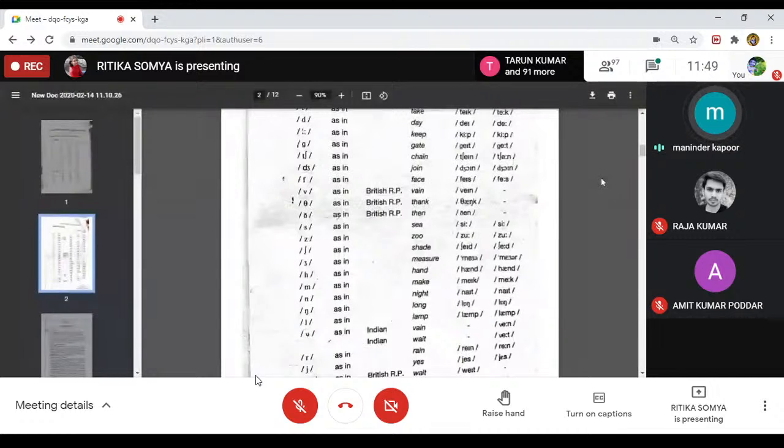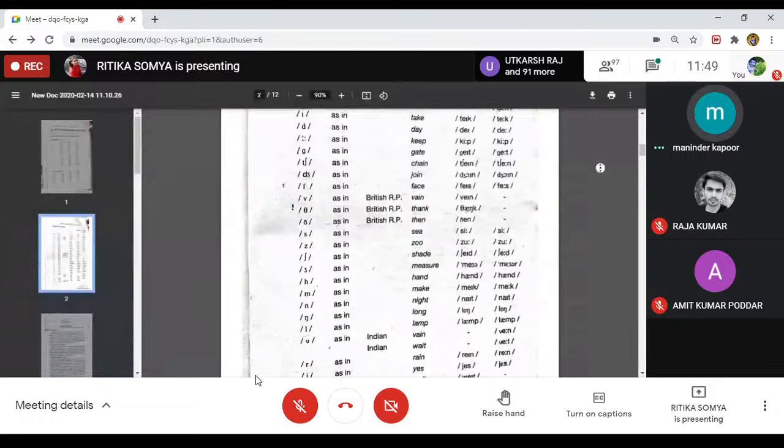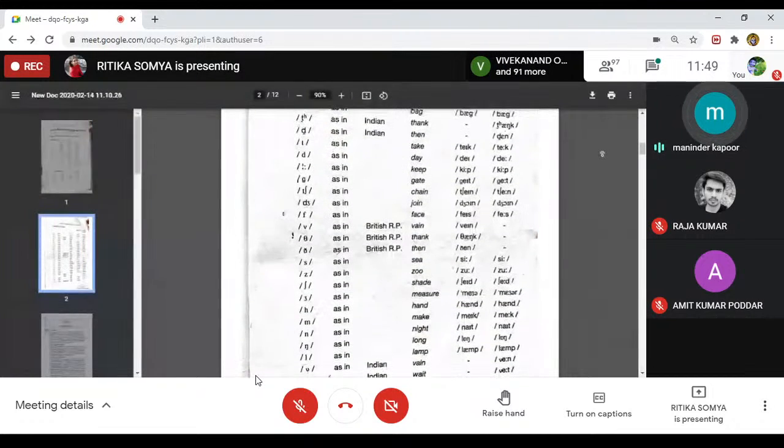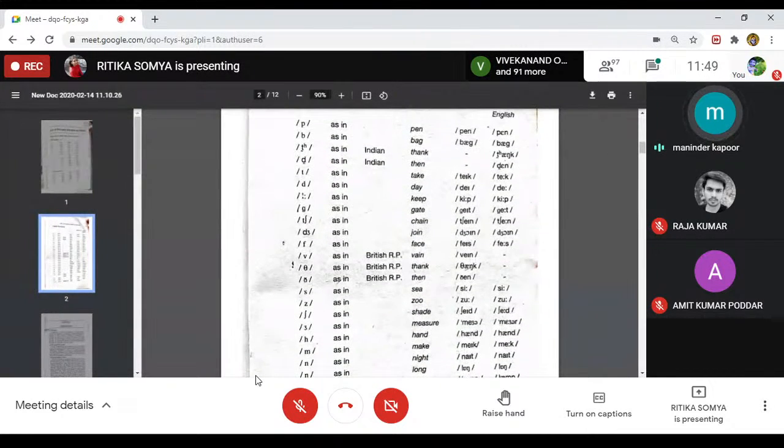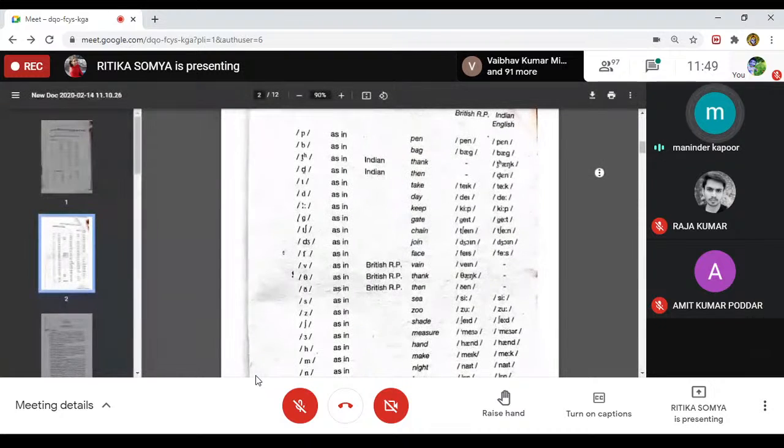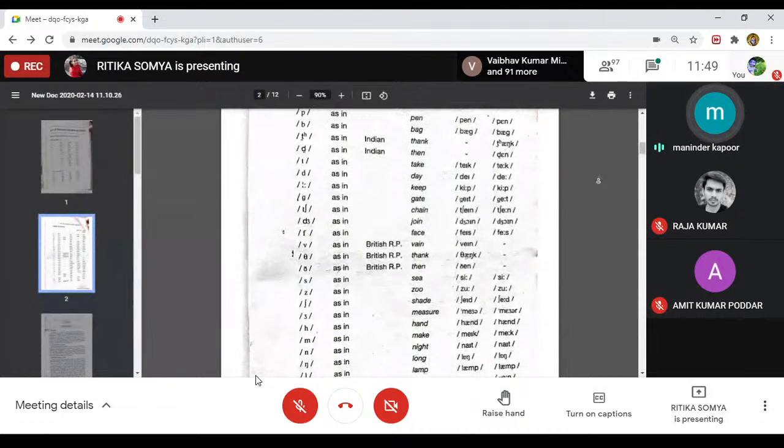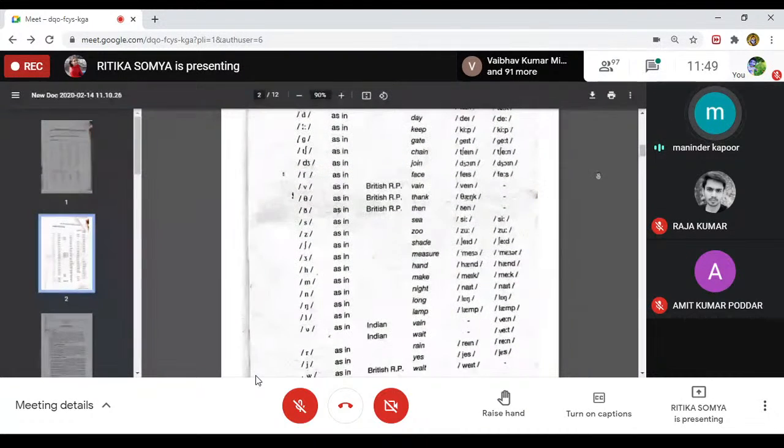You just have to make sure that you understand ch, j, th, the also have different symbols. Th, the, ch, j, sh, y. These are the only symbols which are different. Otherwise, all the other symbols are the small letters of the alphabet. So you shouldn't have a problem in remembering them or in reproducing them either.